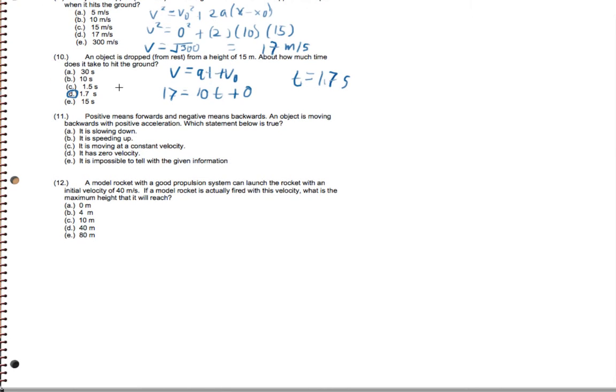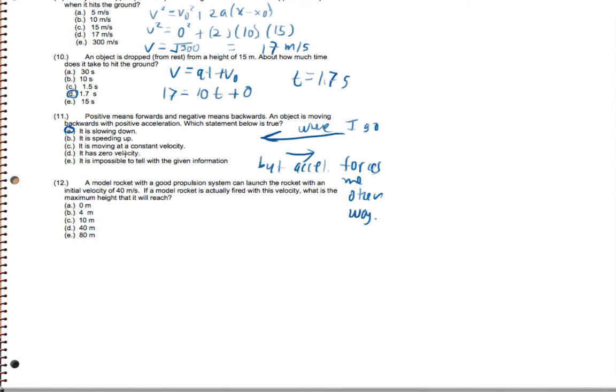Now here, positive means forwards, negative means backwards. An object is moving backwards with positive acceleration. What does that mean? It actually means it's slowing down. I'm going this way, but acceleration wants to force me this way. And that's why it slows me down.